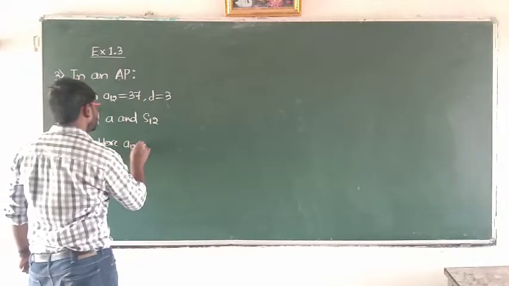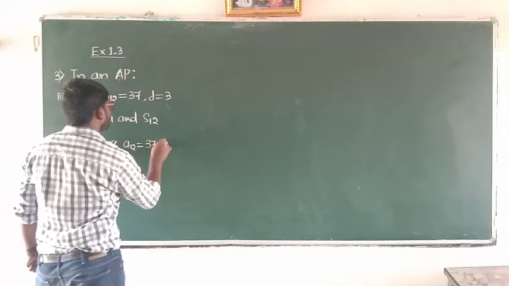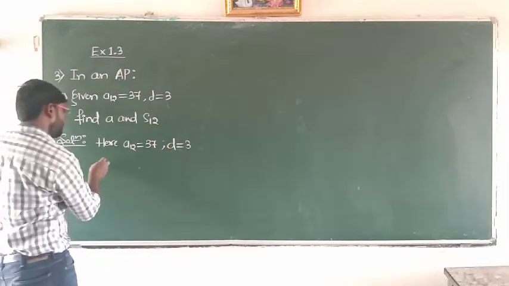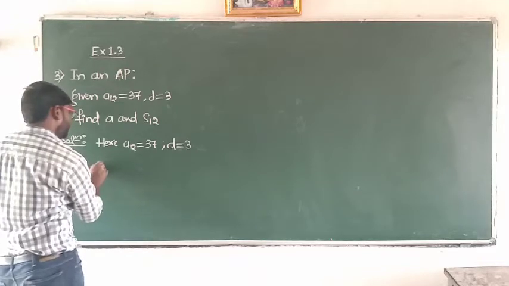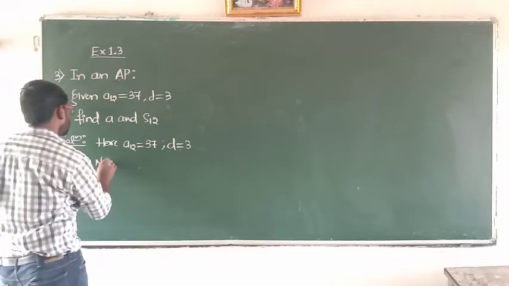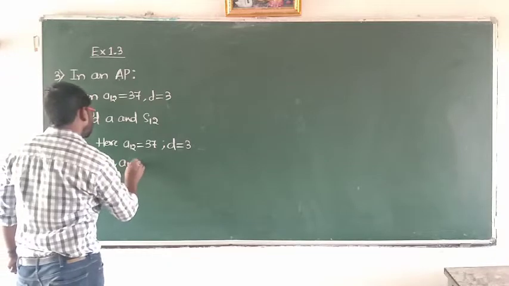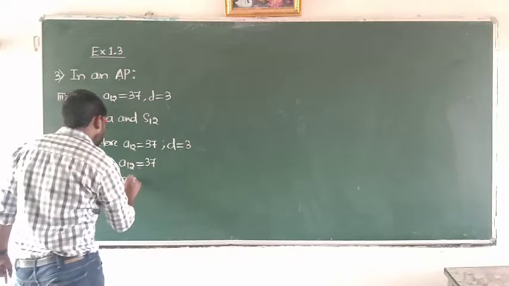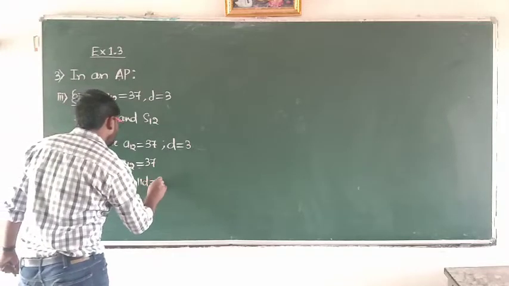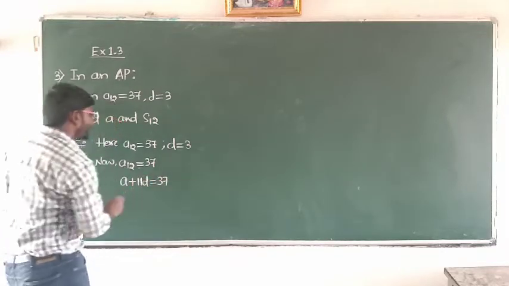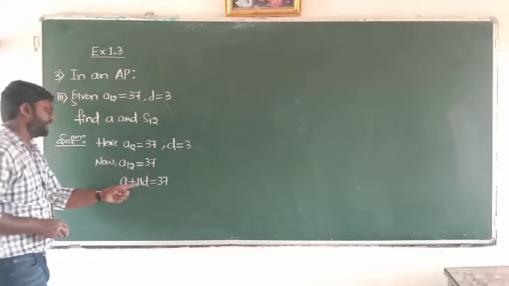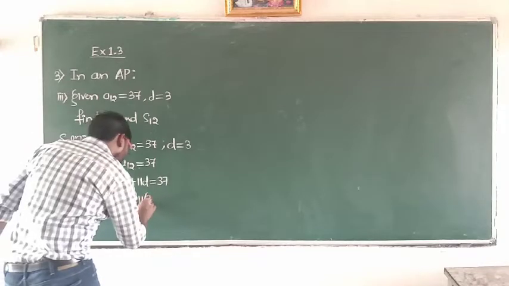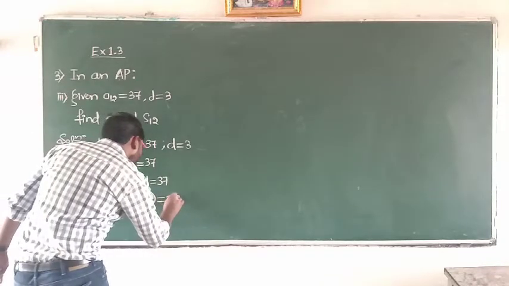A12 is equal to 37 and D is equal to 3. Now consider A12, which is equal to 37. What is A12? It is A plus 11D, which is equal to 37. Now let us substitute the value of D here: A plus 11 into 3 is equal to 37.